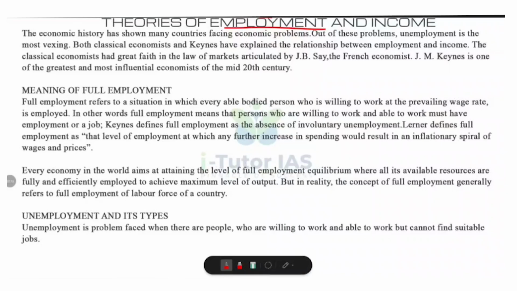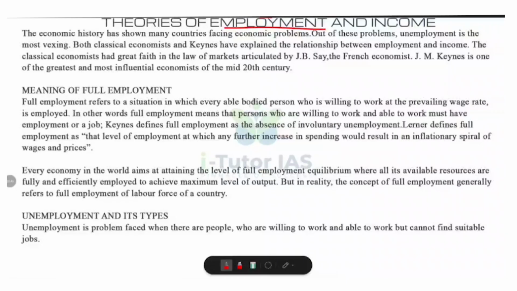So, if we look at economic history, many countries have faced serious economic problems from time to time. Among all these problems, unemployment has always been one of the most serious and challenging issues. To understand this problem, economists have tried to explain the relationship between employment and income. That is, how the level of employment in an economy affects the level of income and vice versa.